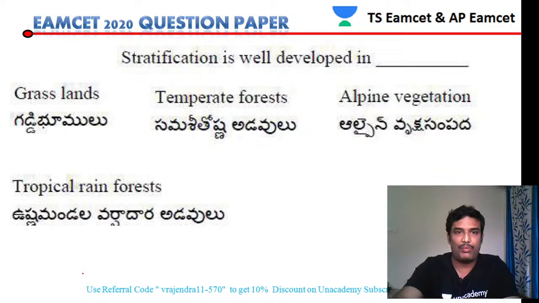So let us go in detail about our multiple choice questions from the EAMCET 2020. Before that, once again, good evening students.